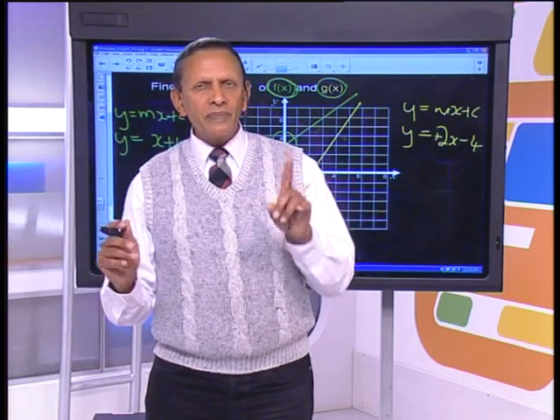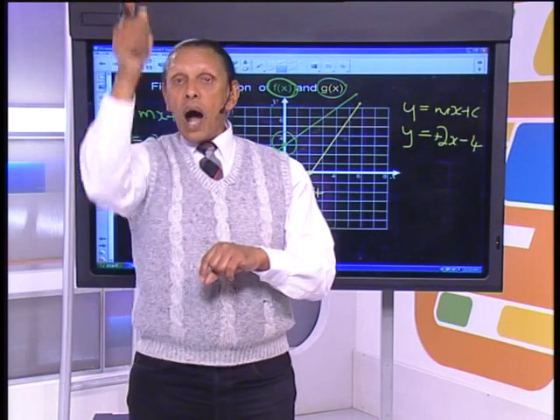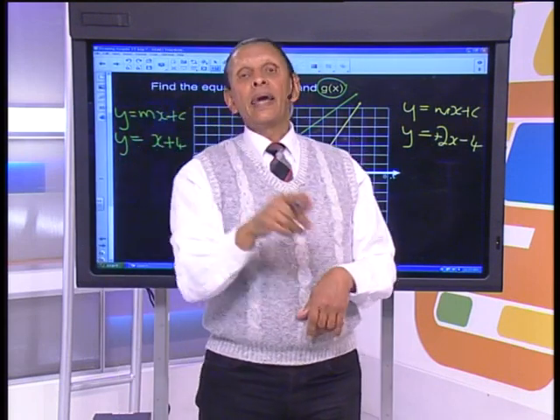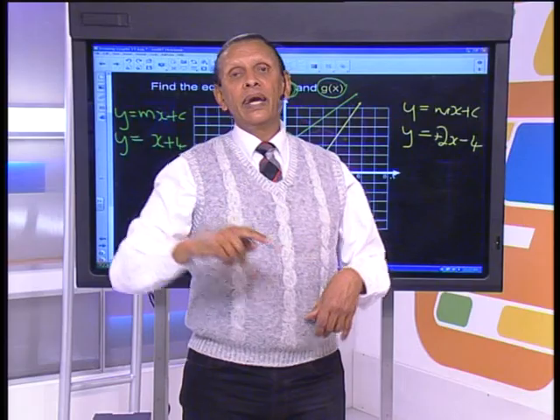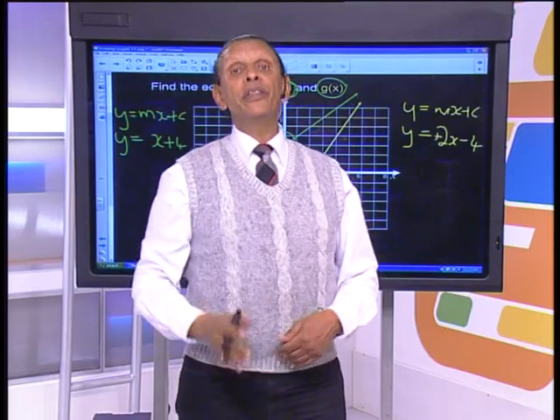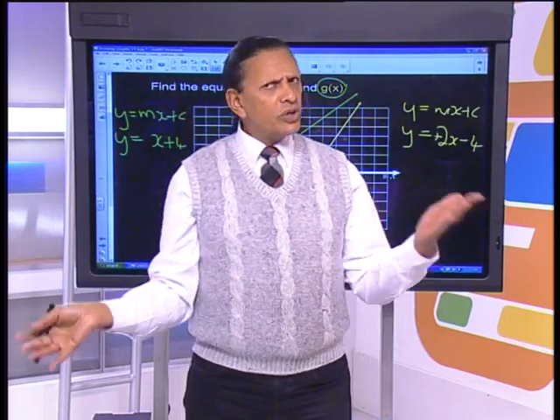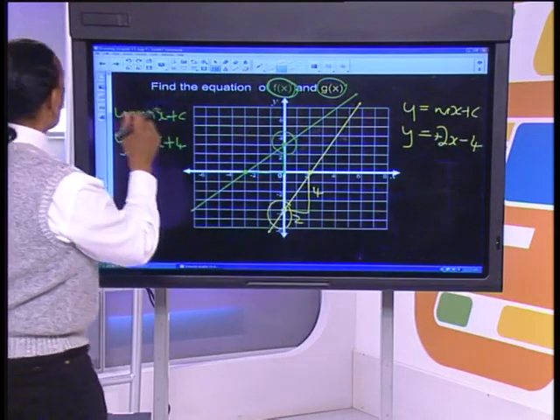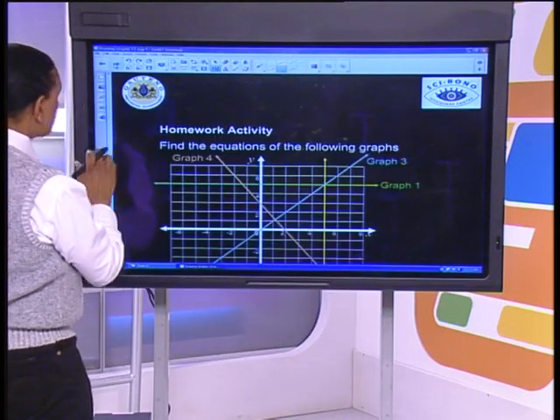Not so difficult. So remember, gradient is y over x, and you must look at the angle of 90. And of course, the y-intercept is on the y-axis. So it's not so difficult. All right, I hope that you are okay with that.